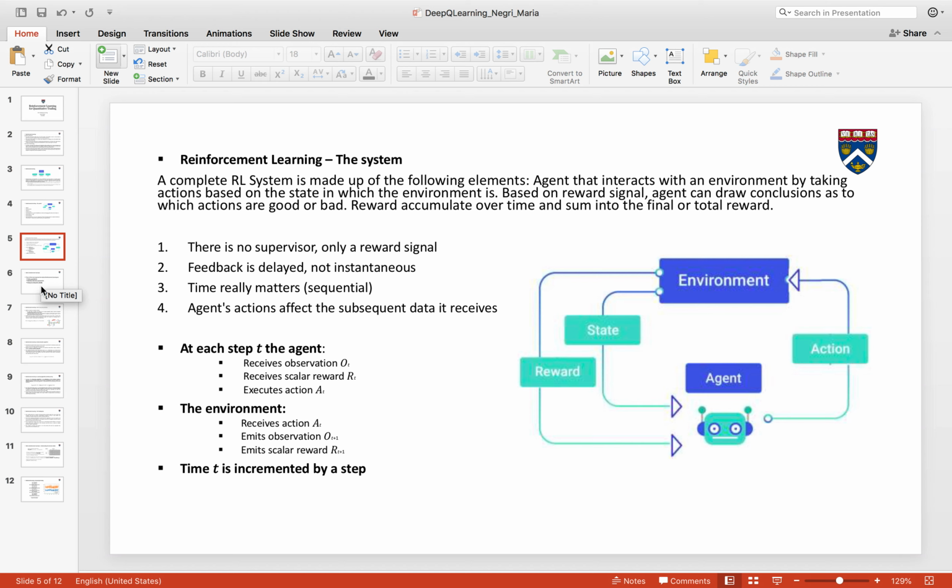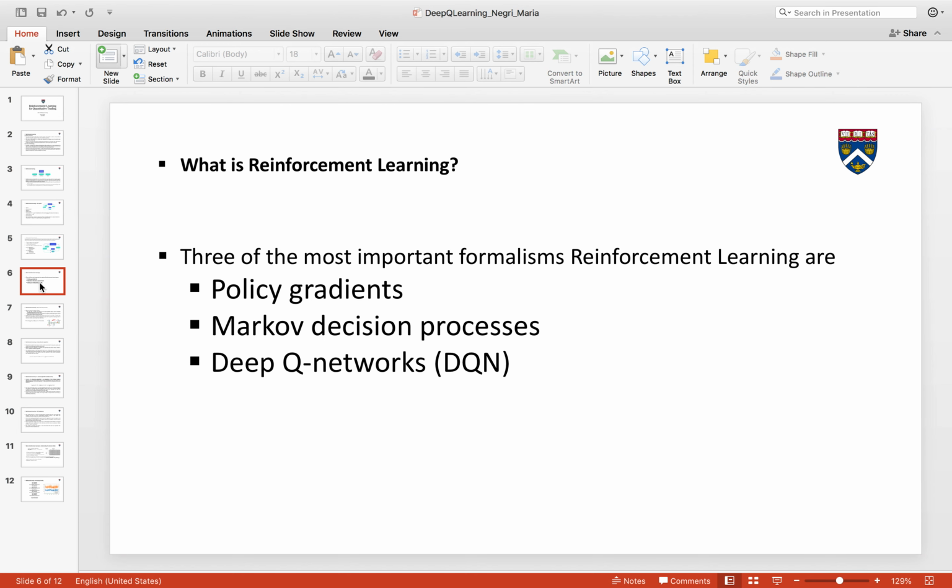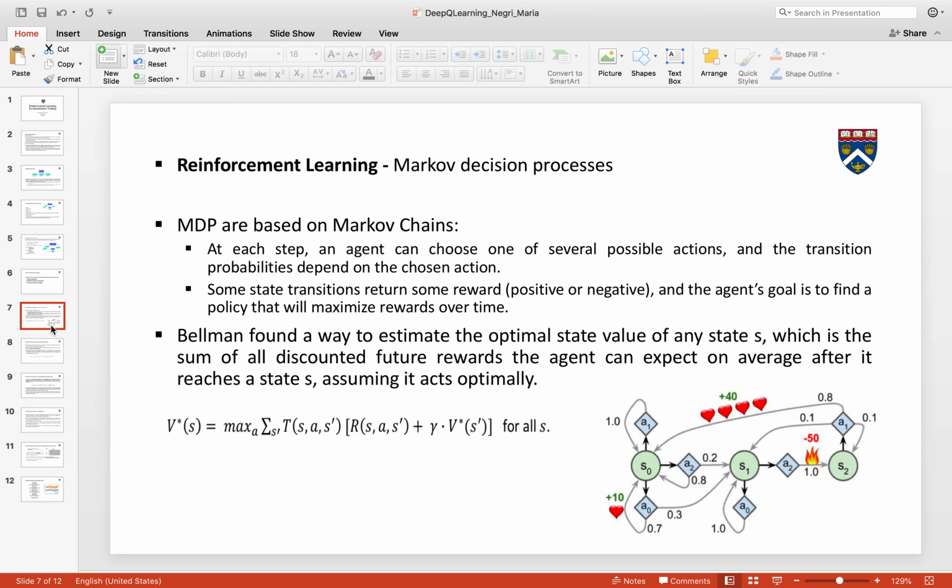Three of the most important formalisms of reinforcement learning are policy gradients, Markov decision process, and DQ networks. Markov decision processes are based on Markov chains, which were conceived by a Russian mathematician called Andrei Markov. At each step, an agent can choose one of several possible actions, and the transition probabilities depend on the chosen action. Some state transitions return some reward, and the agent's goal is to find a policy that will maximize rewards over time.